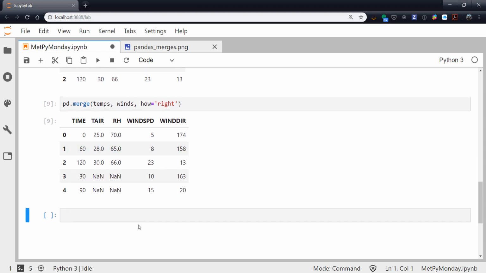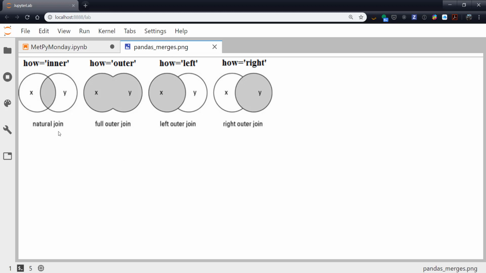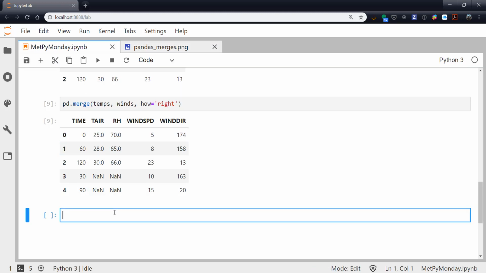Now, I can certainly do this merge based on time. I have done it here. But join is a special function that looks at the indices of the two data frames and joins based on that. And by default, it is a left join. So looking back at our figure, merge by default is an inner join. The join by default is a left join. So I said it would make sense to have the time as an index anyway. So let's go ahead and do that.